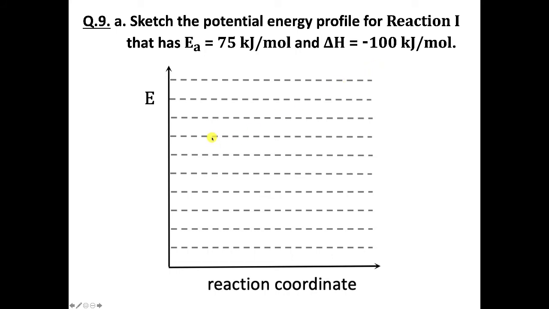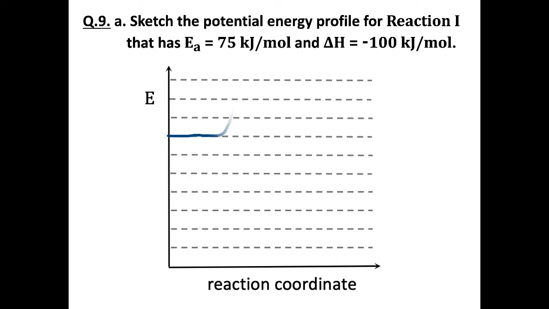And just as a note on this graph, these divisions were meant to represent 25 kilojoules per mole for each of these gaps, or each from one dotted line to the next. So that's just kind of a way to scale things properly. So give that a try, see what your graph would look like, and then we'll go over the answer.